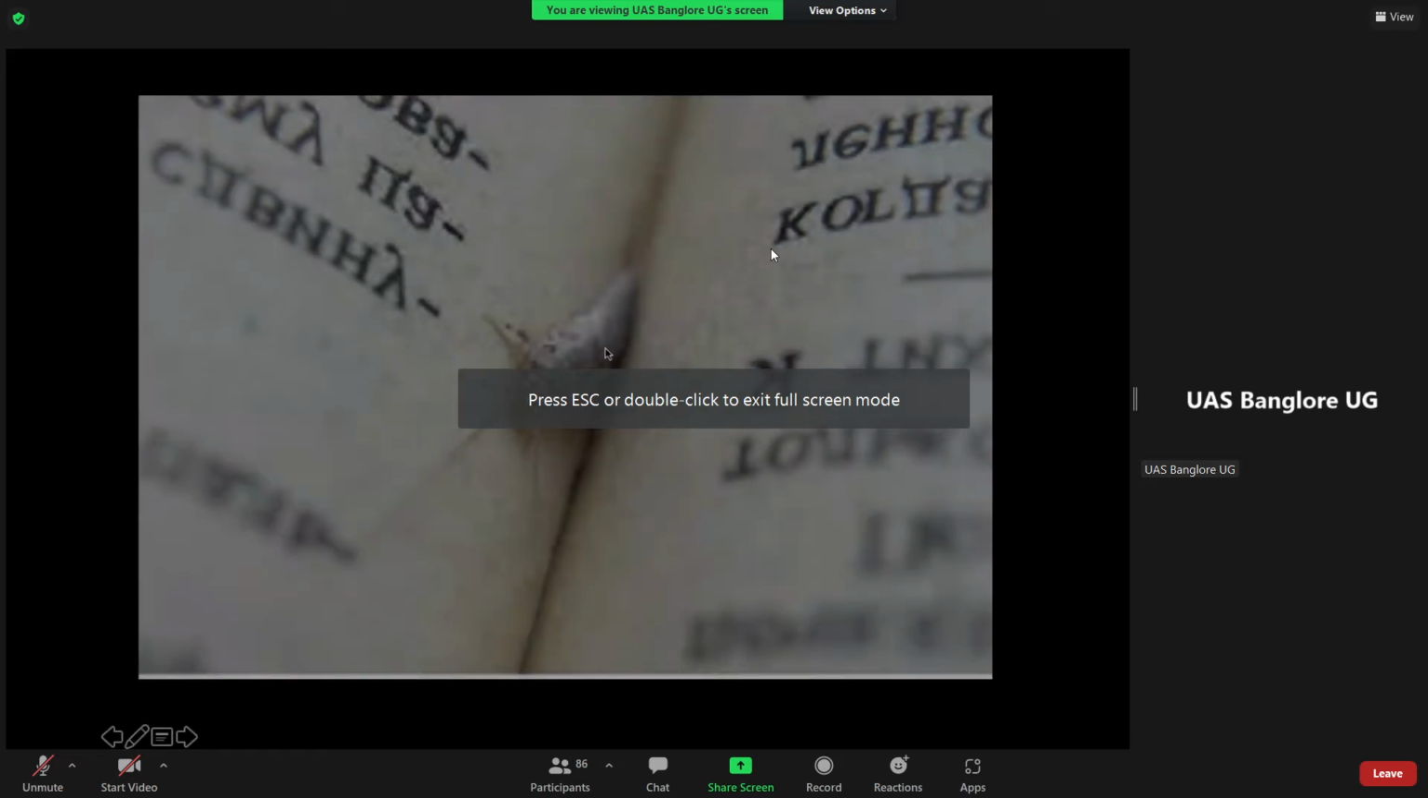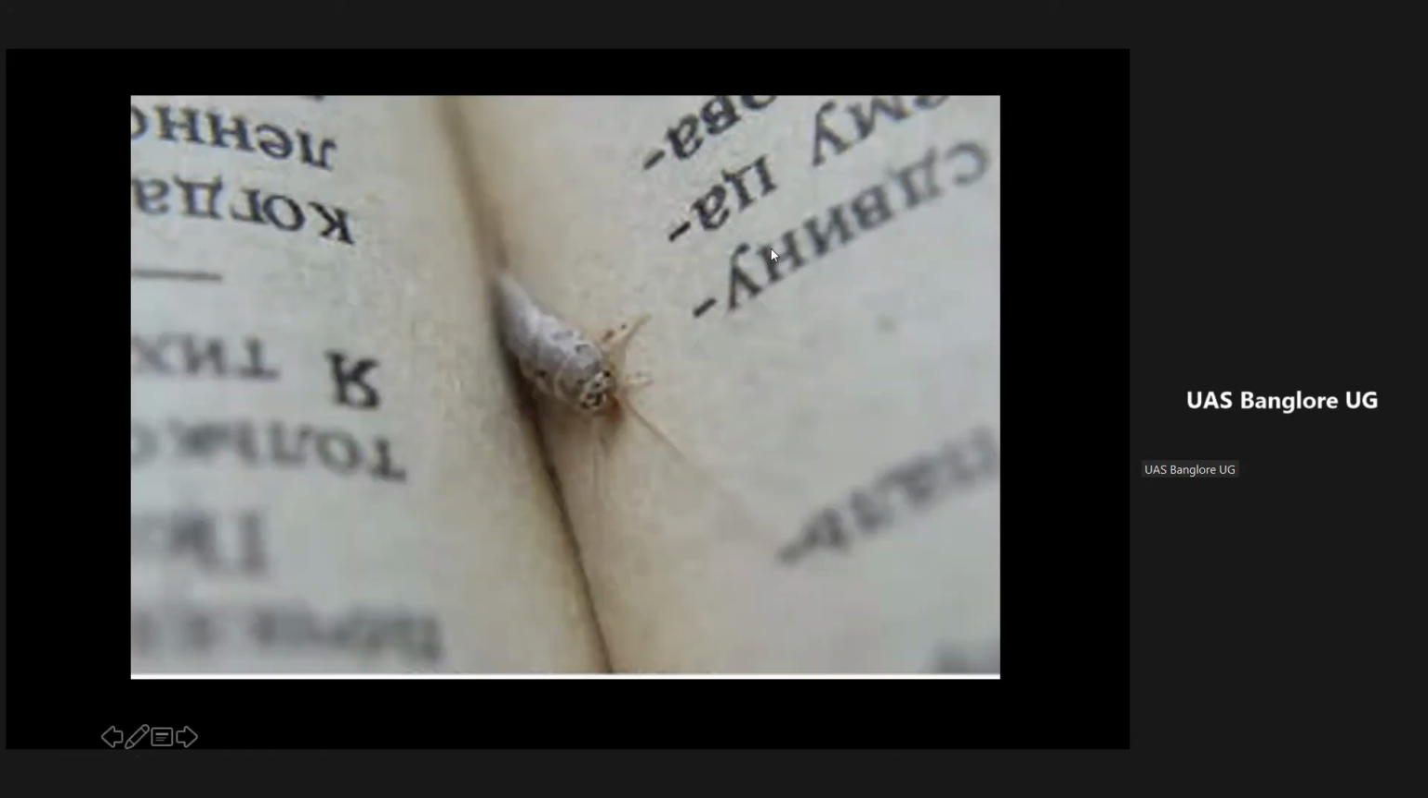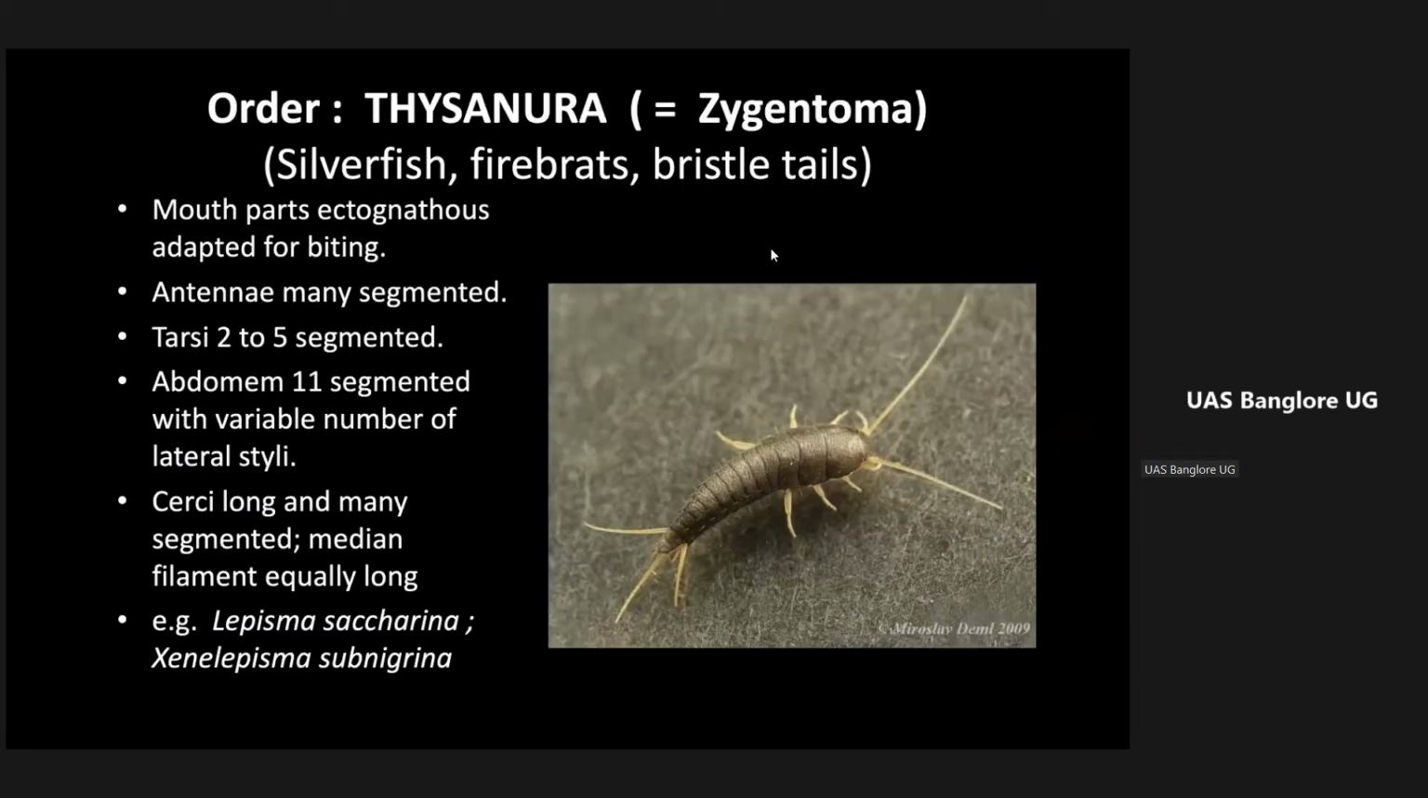So we call them silverfish. Again, they are ametabolous or ametamorphic. What is ametamorphosis? There is no metamorphic change, right? This was an example. Silverfish show ametamorphosis or anamorphosis. With each molt, the number of segments keeps adding. They grow, but they do not molt. Okay, so this is the Thysanura.